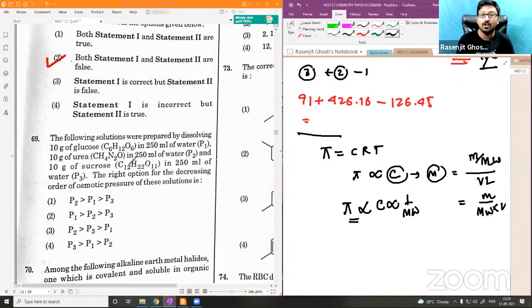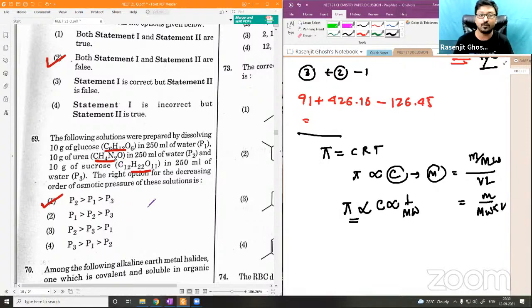So which one has the lowest molecular weight here? The urea, that is 60 gram per mole. Then it is glucose, and then it is sucrose. So the correct answer will be P2 greater than P1 greater than P3. Lower the molecular weight, higher the osmotic pressure.